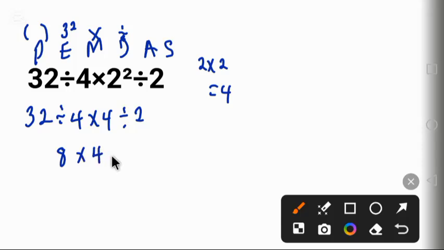times 4 divided by 2. The next is multiplication. 8 times 4 will give us 32 divided by 2. And 32 divided by 2 will give us 16. So this is the final answer.